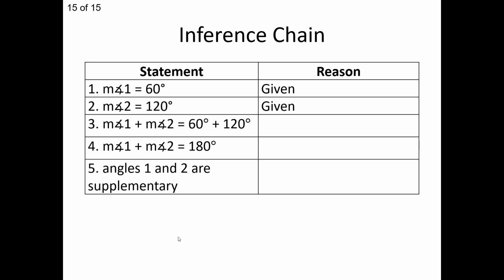So let's take a look then, going from our statements 1 and 2 and making a new statement here in number 3 and justifying it. So in statement 3, I have now the measure of angle 1 plus the measure of angle 2 is equal to 60 degrees plus 120 degrees. What's going on there? Well, measure of angle 1 equals 60, measure of angle 2 equals 120. But now I'm adding 1 and 2 together, and I'm adding 60 and 120 together. That is actually one of our algebraic postulates. That is the addition property of equality.